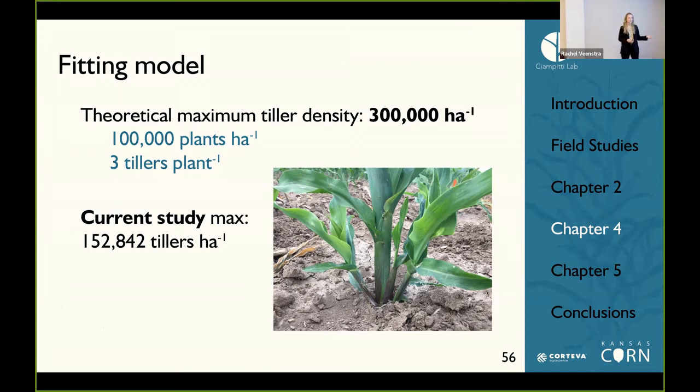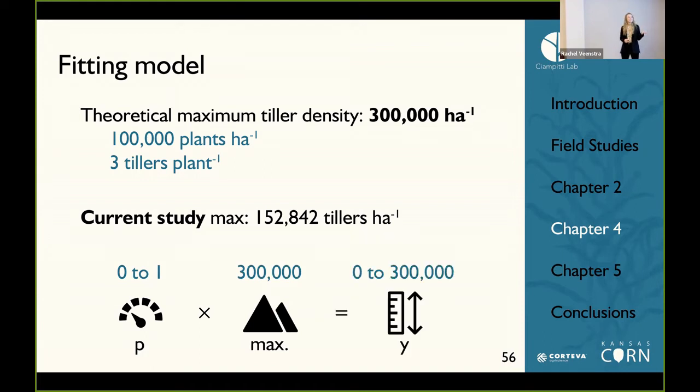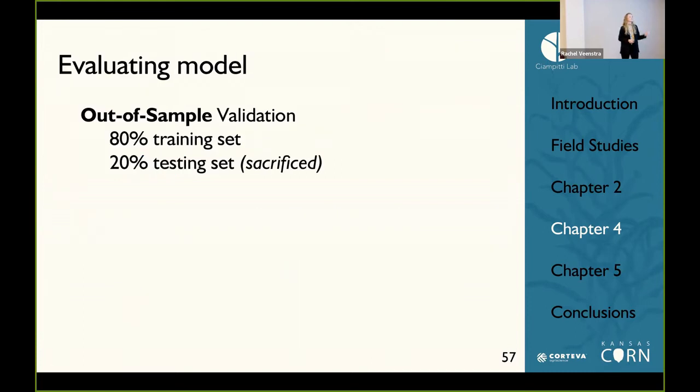So essentially what this model is doing, it's giving us a probability between 0 and 1. We multiply that by our maximum, which is 300,000, and that would give us a number between 0 and 300,000 as the number of tillers that we would expect to see in a field that we're working with. We used out-of-sample validation to evaluate this model. So 80% of the data was provided as a training set that was randomly selected, and 20% was a testing set only. So the model did not see that data when we were training it. We only used it to test how well it would perform.